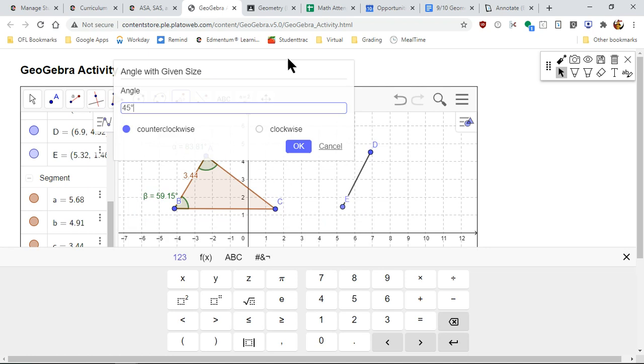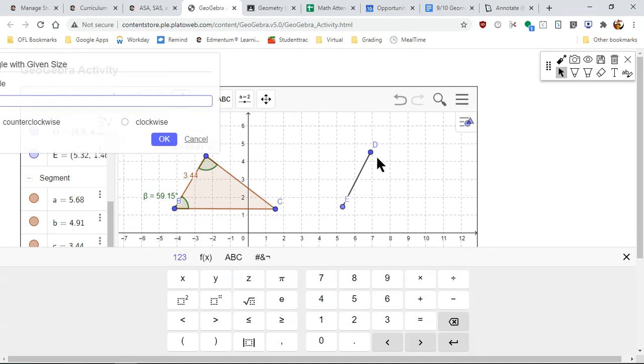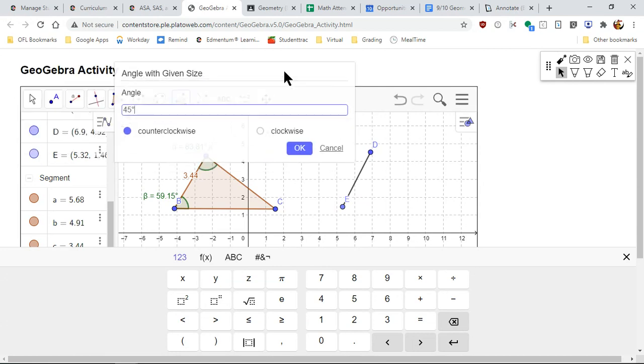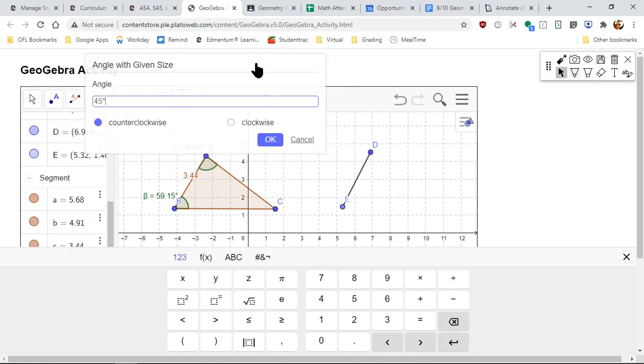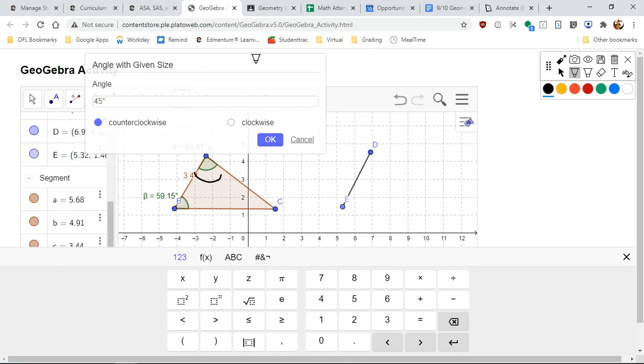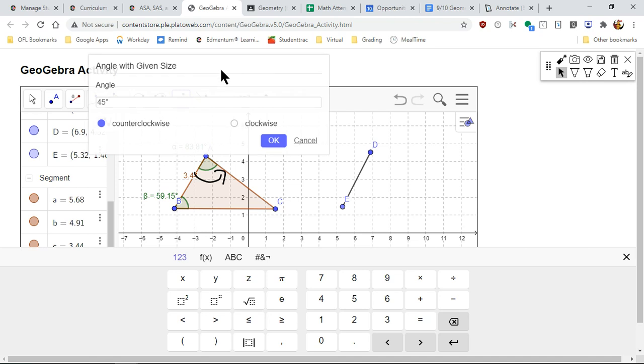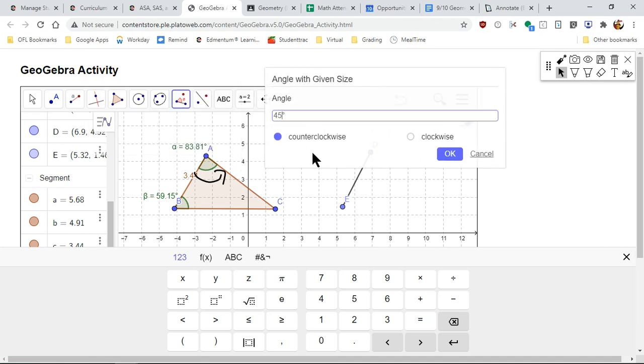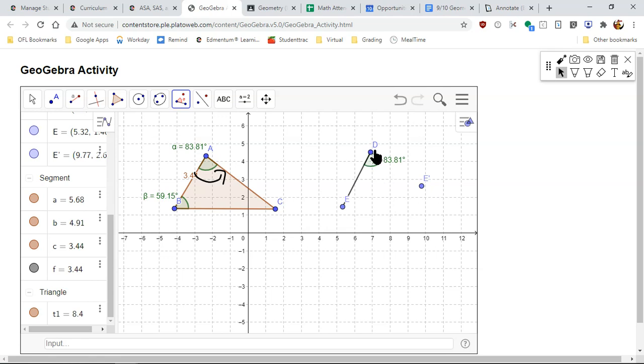Okay, cool. So the reason why I clicked E to D is the angle is going to come out this way or this way. And it's going to ask you, do you want it clockwise or counterclockwise? When I'm looking at this, I'm like, okay, so it's going this way. So I want my angle to be counterclockwise. So it's already on counterclockwise. And then what I'm going to do here is I'm just going to make the angle the same as my angle A, 83. Since angle D was the last one I did, it makes the angle right here. So that's all we're doing.